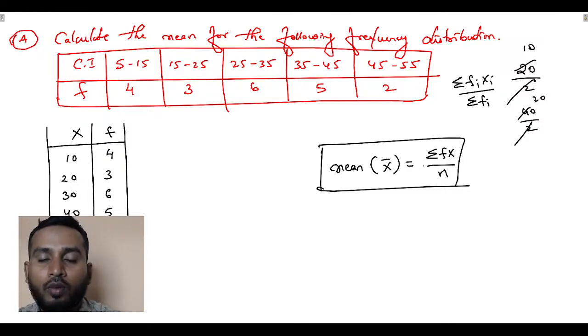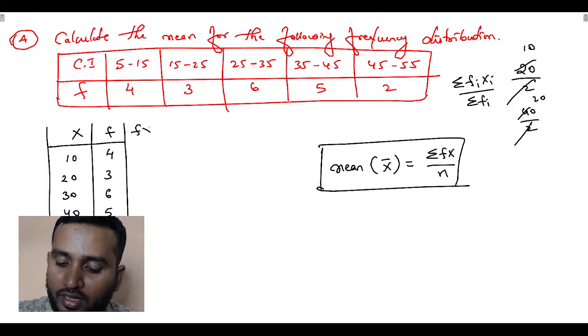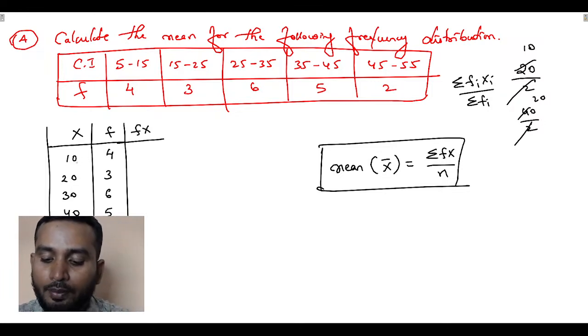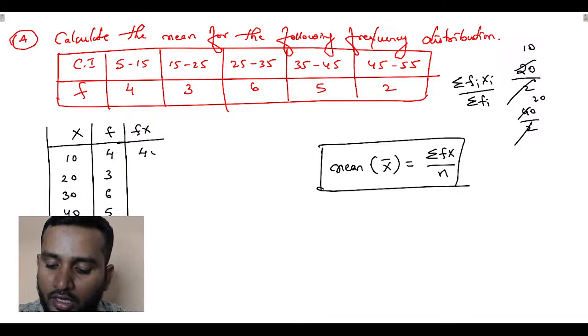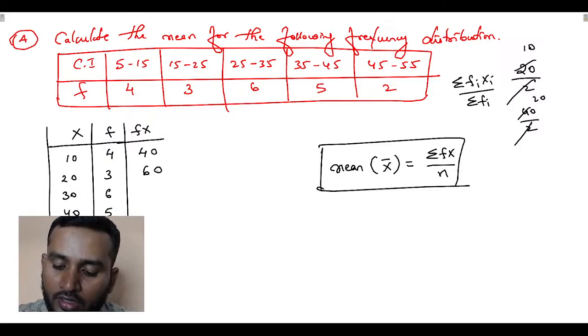Now, see what is required in the formula, find that. Sigma means addition, add. What should we add? f into x values we have to add. We have f, we have x, but here what should we do? We need to find f into x. That simple. 10 4s are 40, 2 3s are 60, 3 6s are 180, 4 5s are 200, 5 2s are 100.